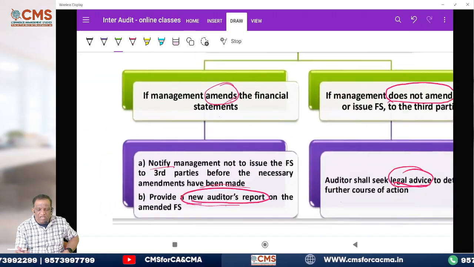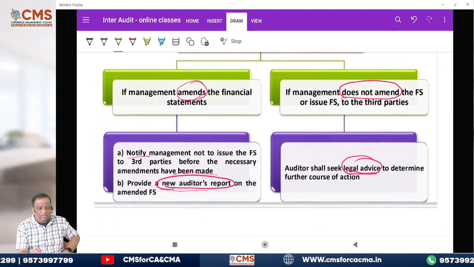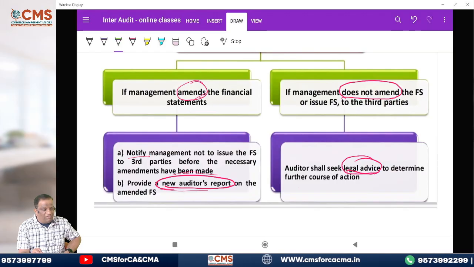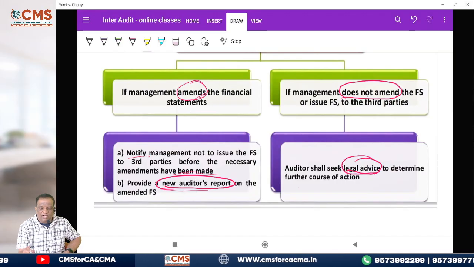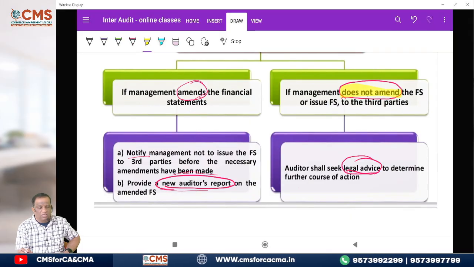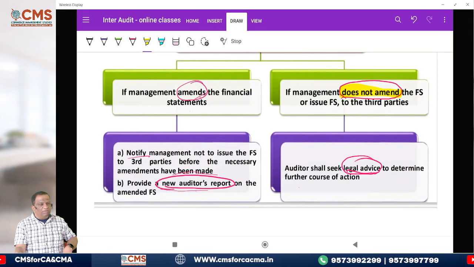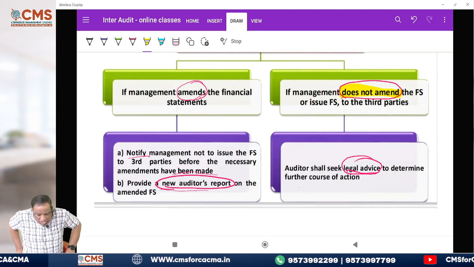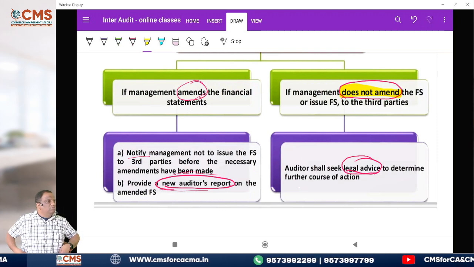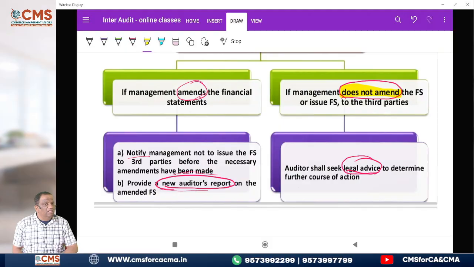This is where I may get two scenarios. The management is willing to amend the financials, or the management does not amend the financials. That is, they don't want to make a change. Maybe because they themselves are involved, or for some reason, though the management is agreeing that yes, this is to be corrected, they are not doing it. Then what should I do?